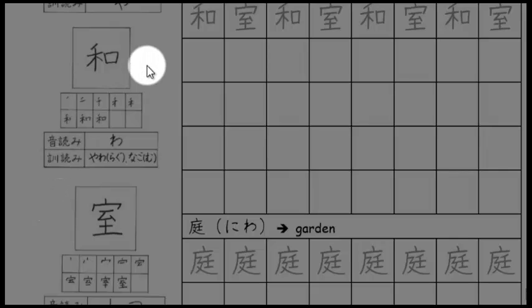When we combine that word meaning peace or harmony, and here it is, with shitsu, which means a room, then we get washitsu, which is a Japanese style room. Let's have a little closer look now at shitsu.